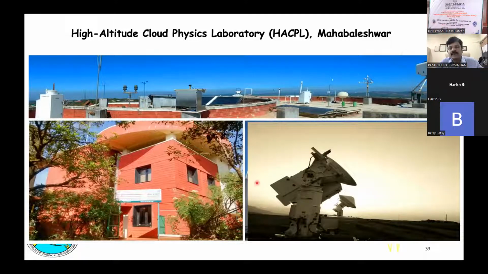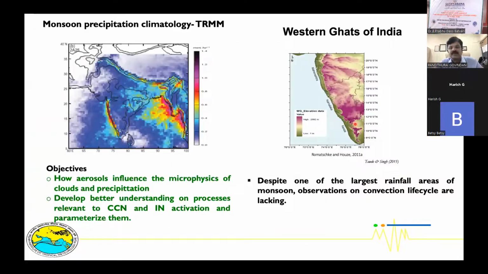So by considering all the difficulties, IITM established a high altitude cloud physics laboratory, wherein in monsoon we have warm clouds float close to the surface, where near the surface we have plenty of aerosols. The clouds can interact with the aerosols, and that is the idea of this laboratory: how these aerosols can influence the cloud microphysics. So mainly it serves as an aerosol cloud precipitation interactions test bed, and for orographic precipitation also.